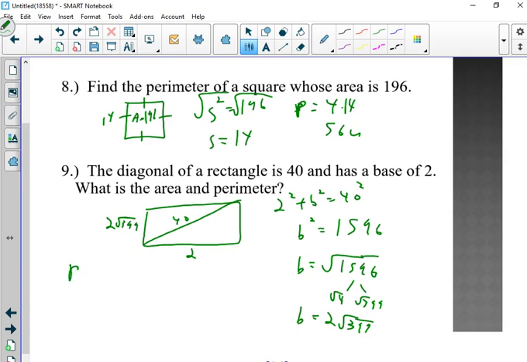So the perimeter is 2 plus 2, 4, plus 2 times 2 radical 399, 4 radical 399. And the area is 2 times 2 radical 399, which is 4 radical 399 units squared. So, kind of a nasty problem.